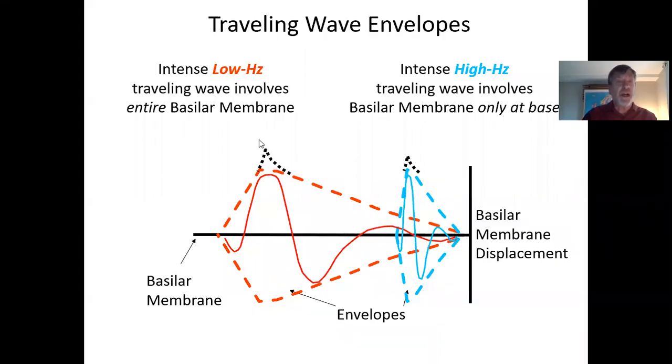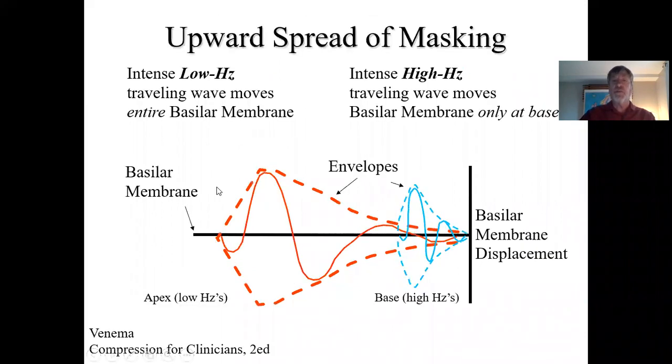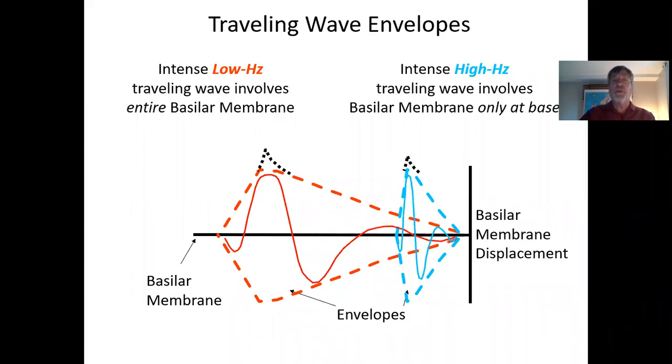So outer hair cells actually move. They move inside the cochlea. And their movement results in this: an increase in the traveling wave peak amplitude. And secondly, increasing the sharpness of the wave. Now, why is this better than this? This versus this.